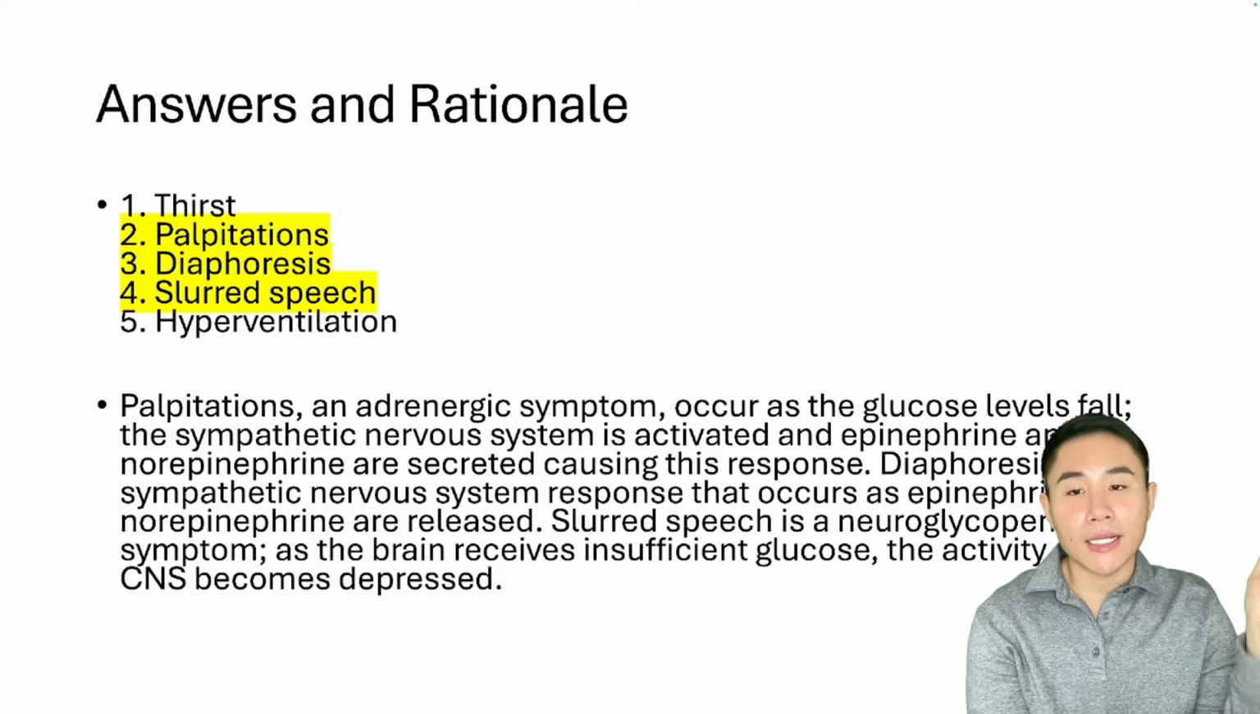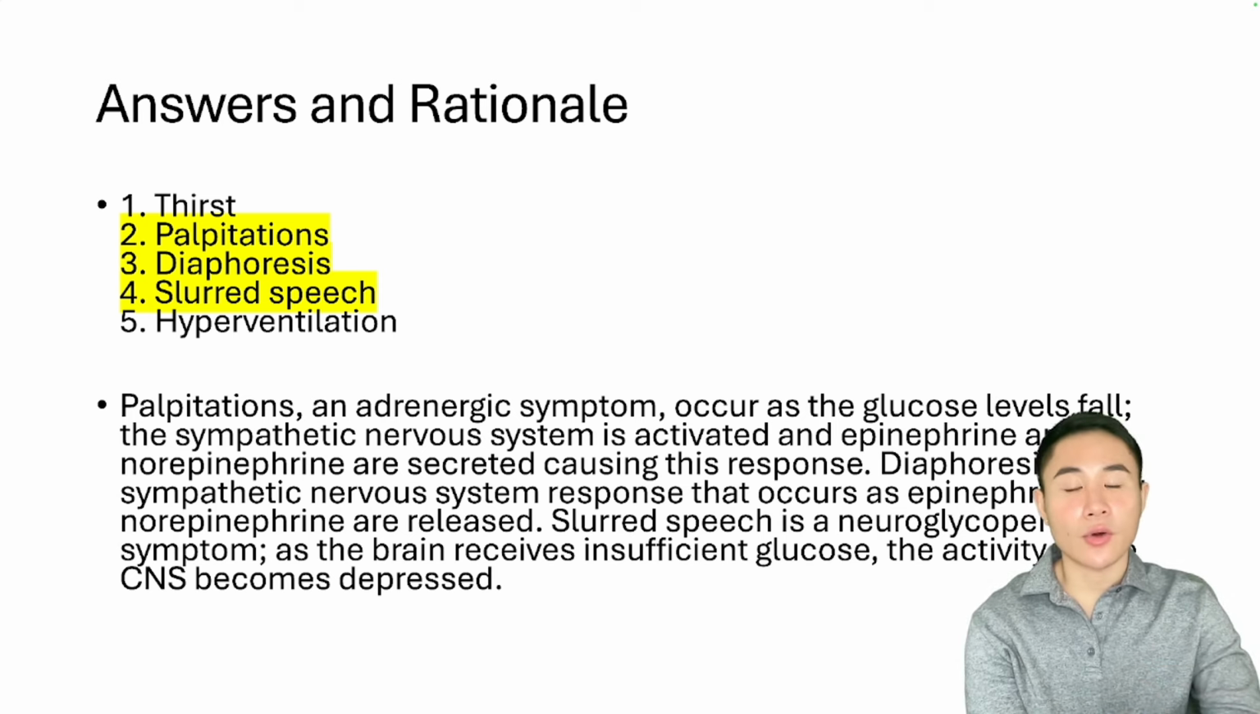Palpitation, an adrenergic symptom, occurs as the glucose level falls. The sympathetic nervous system is activated and epinephrine and norepinephrine are secreted, causing this response. Diaphoresis, a sympathetic nervous system response, occurs as epinephrine and norepinephrine are released. Slurred speech is a neuroglycopenic symptom. As the brain receives insufficient glucose, the activity of the CNS becomes depressed.